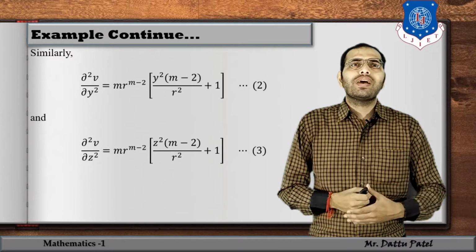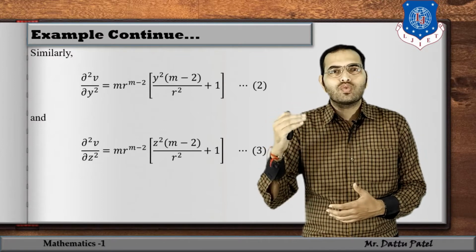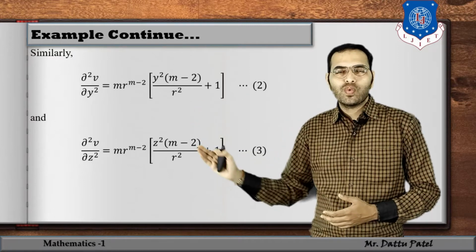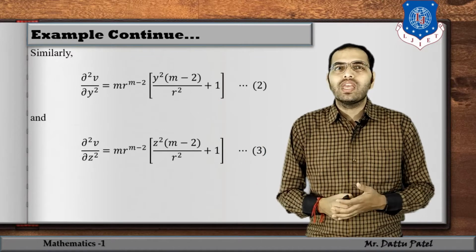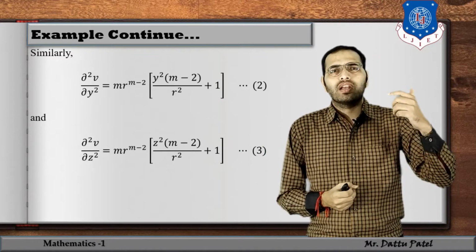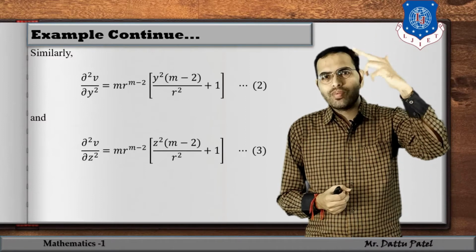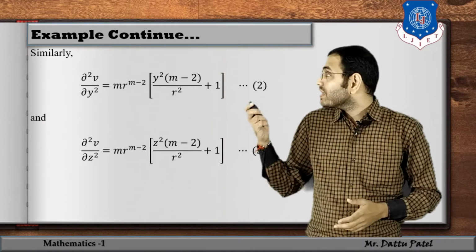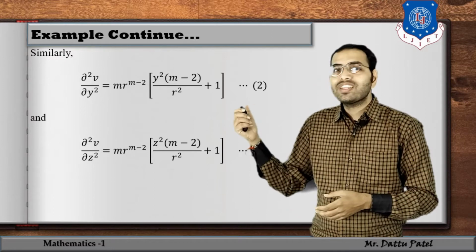Likewise, ∂²u/∂z² = m r^(m-2) [(m-2)z²/r² + 1]. That is our equation number 3. Among these three equations we have to find ∇²v, or we can say ∂²v/∂x² + ∂²v/∂y² + ∂²v/∂z². That means adding these three equations.